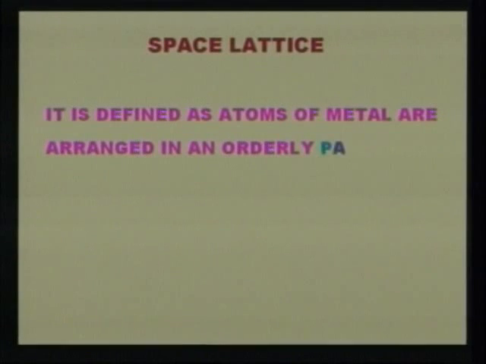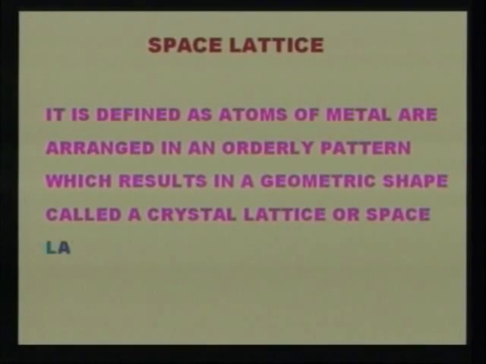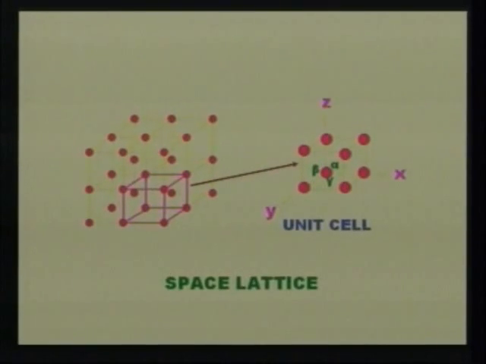Space lattice is defined as atoms of metal arranged in an orderly pattern which results in a geometric shape called a crystal lattice or a space lattice. Let us see how space lattice can be shown. Here you see this is a space lattice. The atoms are orderly arranged in cubic cells. Space lattice contains a number of cubic or unit cells.